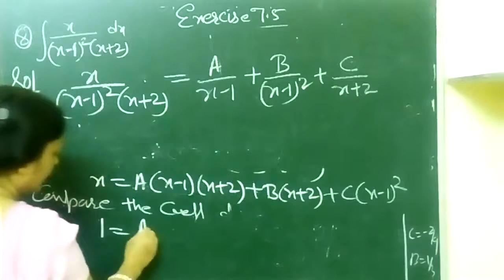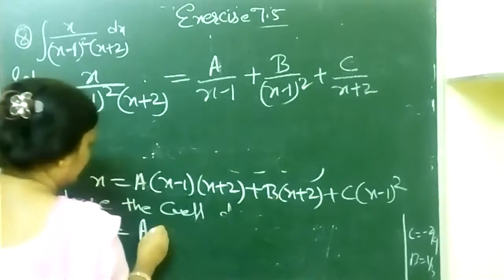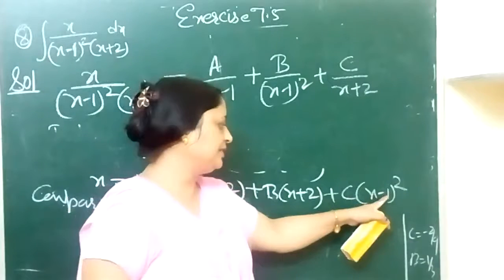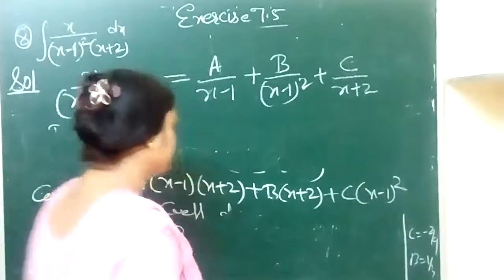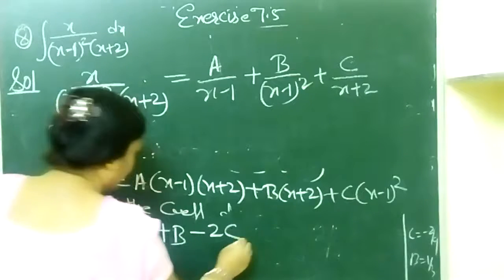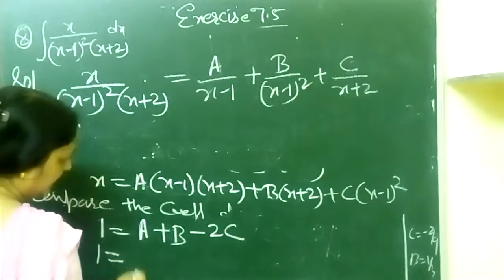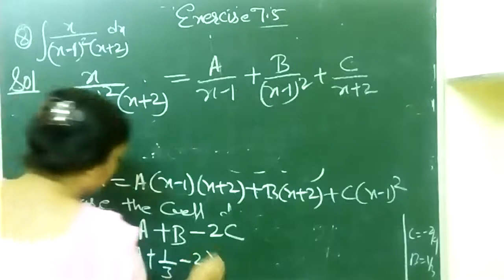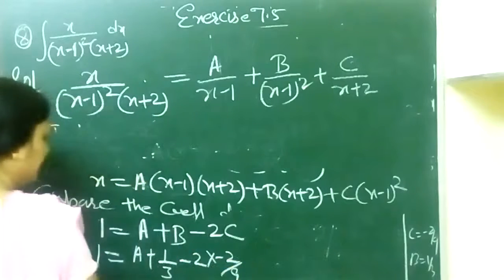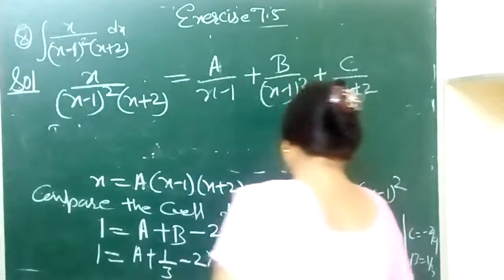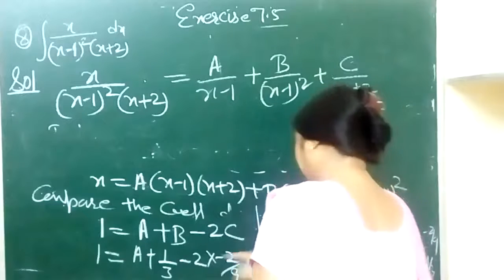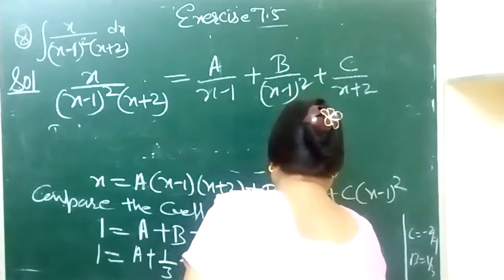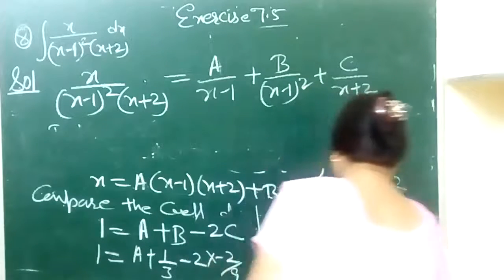So a. After that, comparing the coefficient of x, b. Comparing the coefficient of x square, plus 1 minus 2cx, so minus 2c. Now put the value of a, b. A is as it is, b is 1 by 3 and c is minus 2 by 9. So what is the value of a here? 1 is equal to a plus 1 by 3 minus minus plus 4 by 9. So it will come 1 is equal to a plus, take LCM 9.